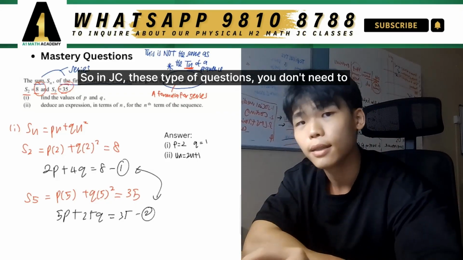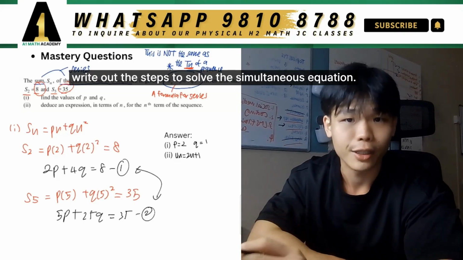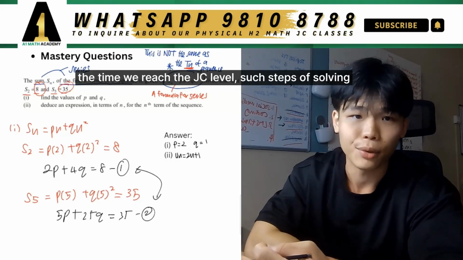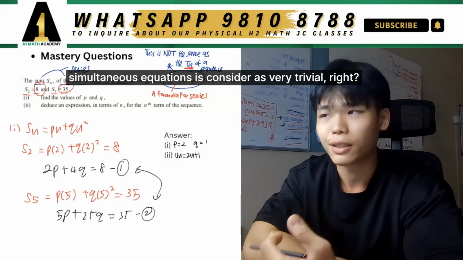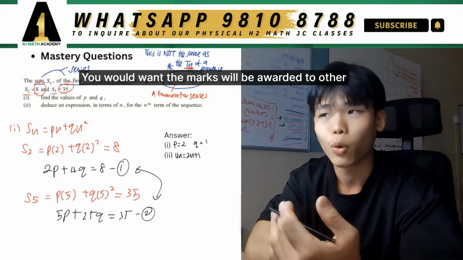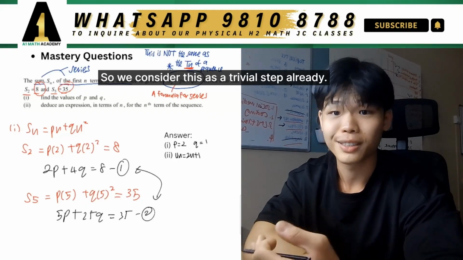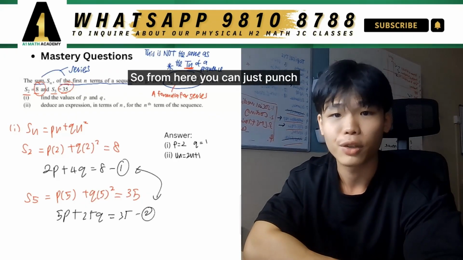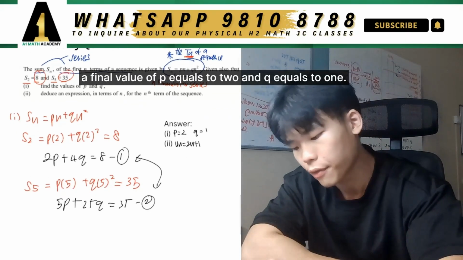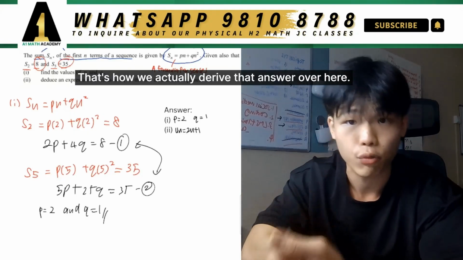So in JC, these type of questions, you don't need to write out the steps to solve the simultaneous equation. You just get the value, because by the time you reach the JC level, such steps of solving simultaneous equations is considered as very trivial, right? The marks will be awarded to other parts of the question that is more important, right? So we consider this as a trivial step already. So from here, you can just punch it into your calculator to get the value. When you punch this into your calculator, you will get a final value of p equals to 2 and q equals to 1. That's how we actually derive the answer over here.